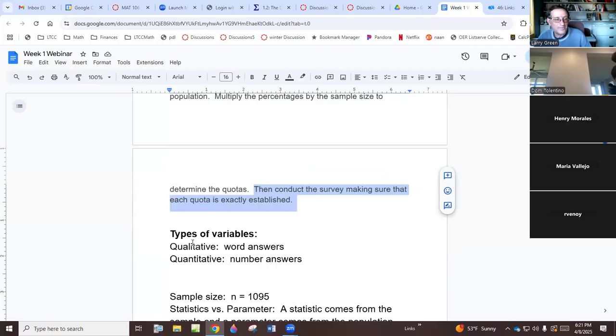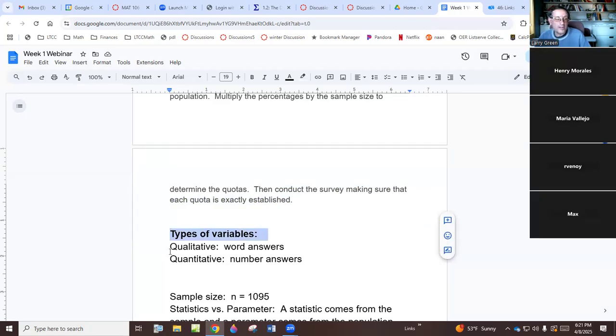So just want to note that there's two main types of variables. One of them is called qualitative, and the other is called quantitative. You've probably heard those words before, but I'm going to define them in case you don't remember. Qualitative means the answer to the survey question is not a number, it's just a word. Some real common ones are yes, no questions. So that might be something like, do you live in Lake Tahoe?